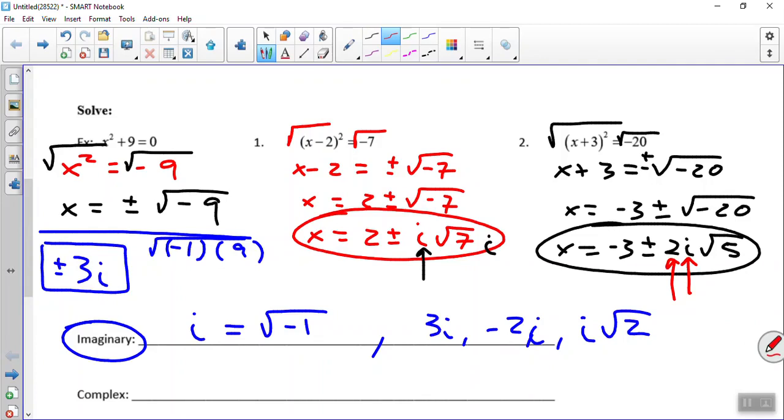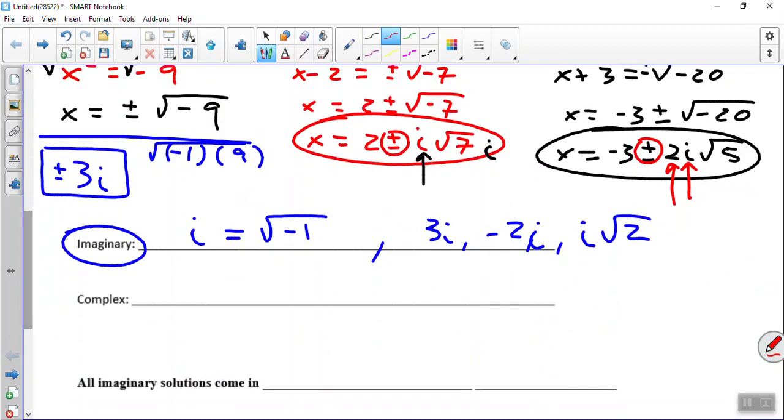So again, you're noticing that there are two solutions here. There are two imaginary solutions. They come in pairs. You can't just have one imaginary solution and one real solution. It's all or nothing in terms of quadratic equations. So this leads towards a conversation about different types of numbers, complex numbers. Complex is a combination of real and imaginary.